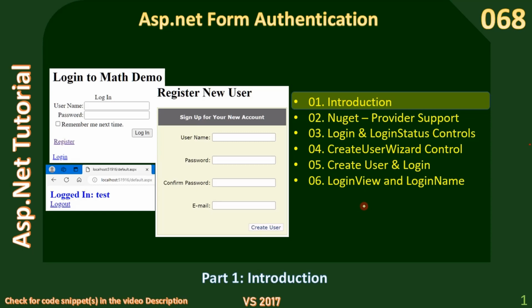In this sub-series, we will learn about ASP.NET Form Authentication. We will also see the set of controls provided by ASP.NET for doing the form authentication.